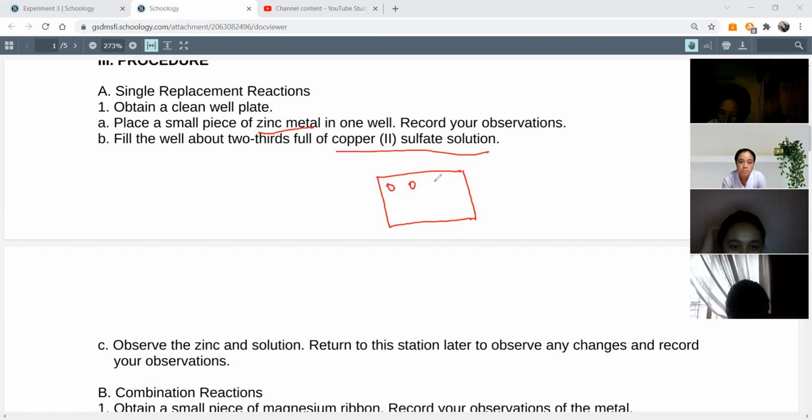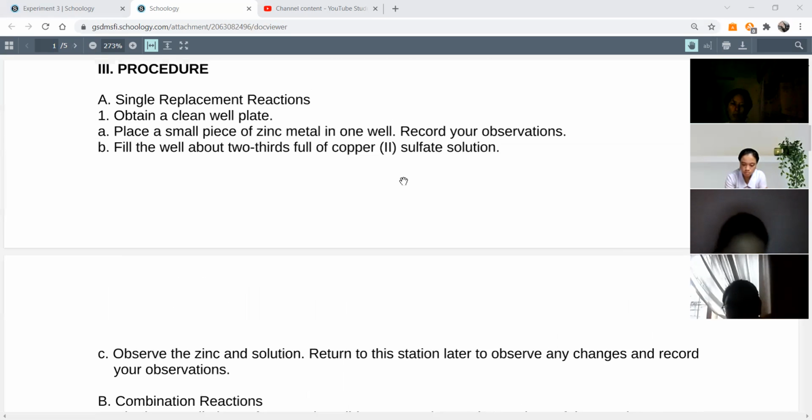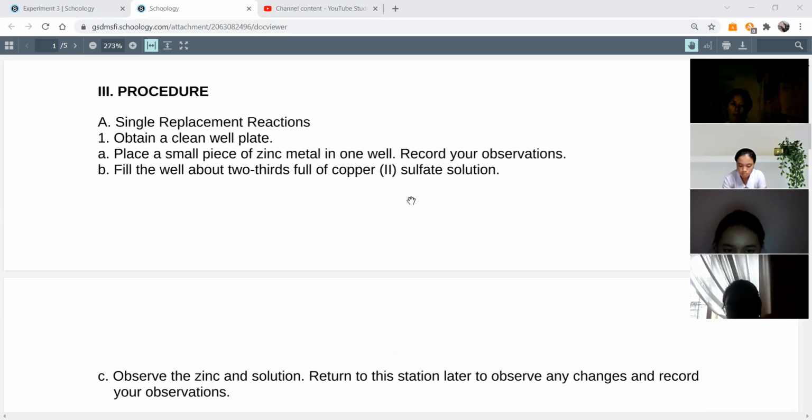It's a porcelain one. Meron siyang maraming butas na maliliit. And this is where you place drops only of our solution. And this is where we will have the reaction between zinc metal and the copper 2 sulfate. So supposedly, if we are going to do this experiment, we will observe what will happen when these two substances are mixed together. So that's the first one, that is for the single replacement reaction.